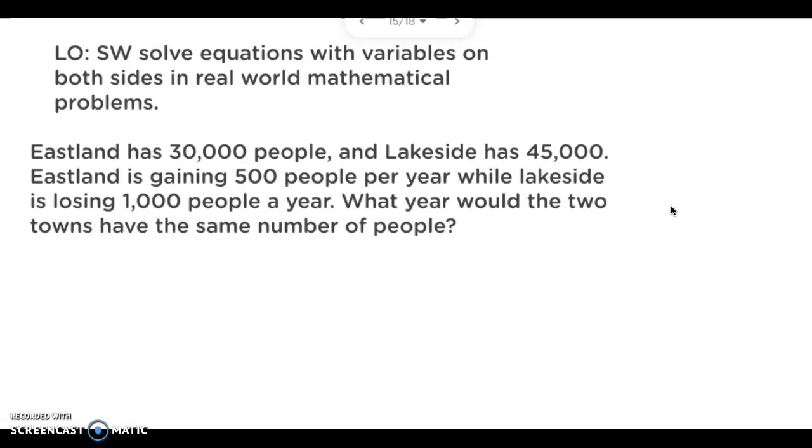Alright, so here's our problem, and it says that Eastland has 30,000 people and Lakeside has 45,000 people. Eastland is gaining 500 people per year, while Lakeside is losing 1,000 people per year. What year will the two towns have the same number of people?